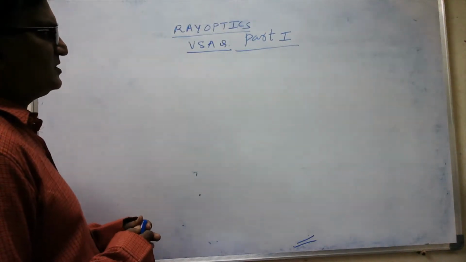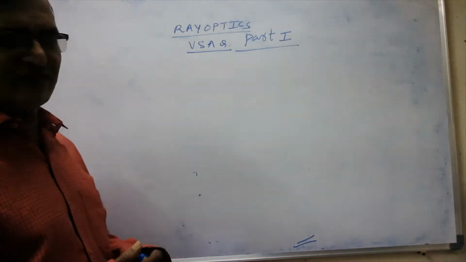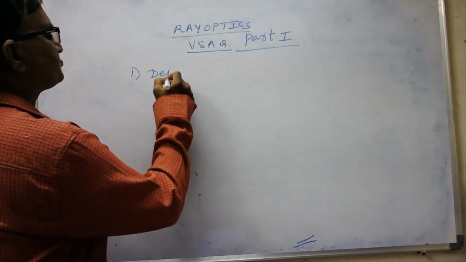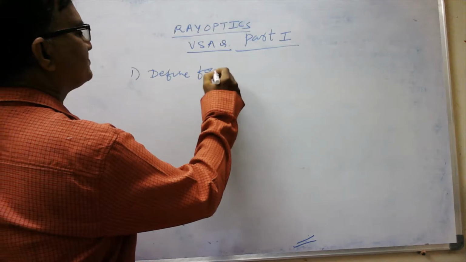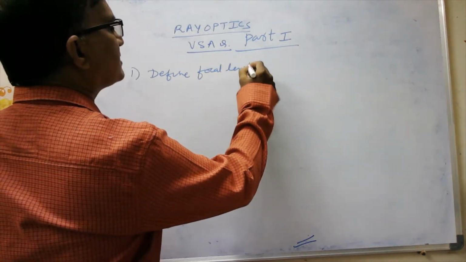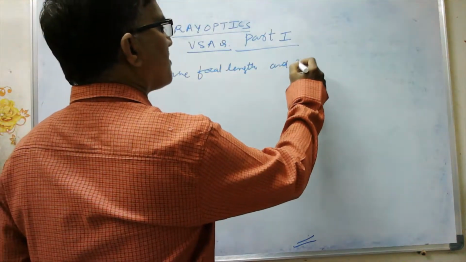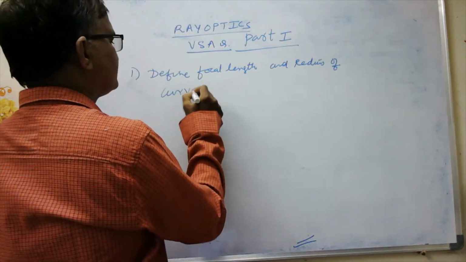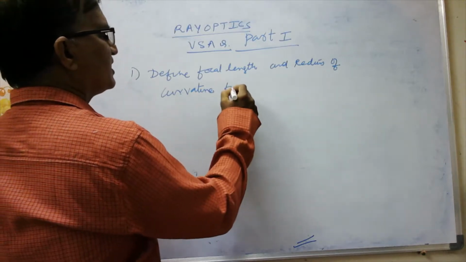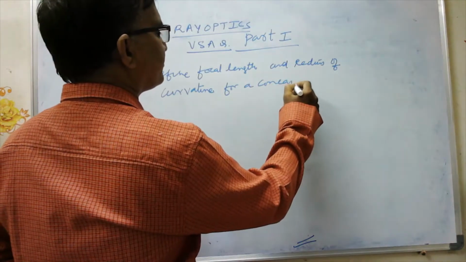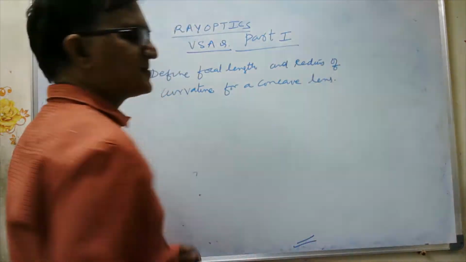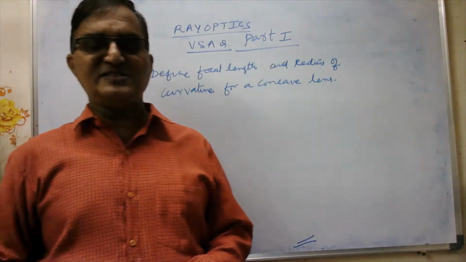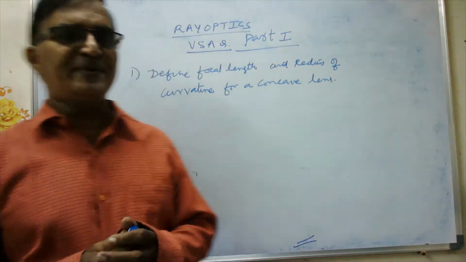In this Ray Optics VSAQs, the very first question is: define focal length and radius of curvature for a concave lens. The focal length of a concave lens is defined as the distance between the optic center and focus.